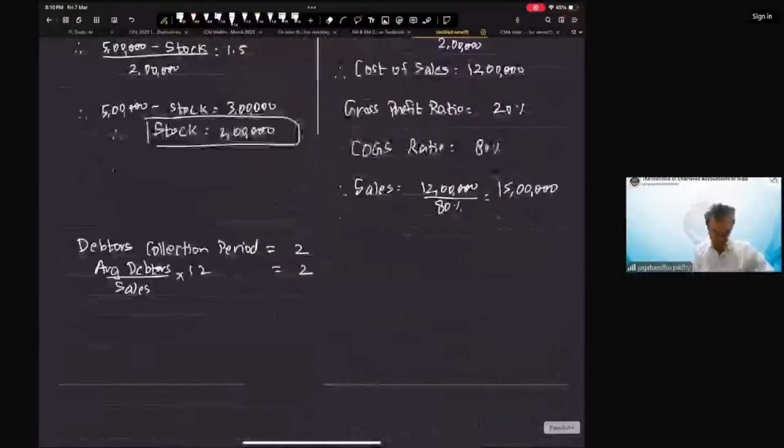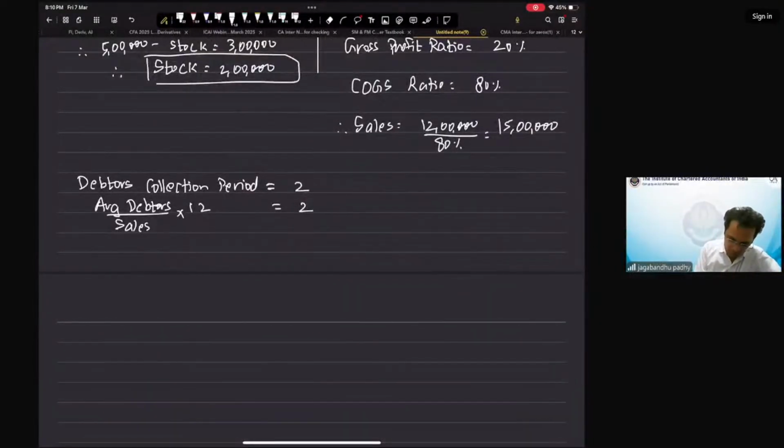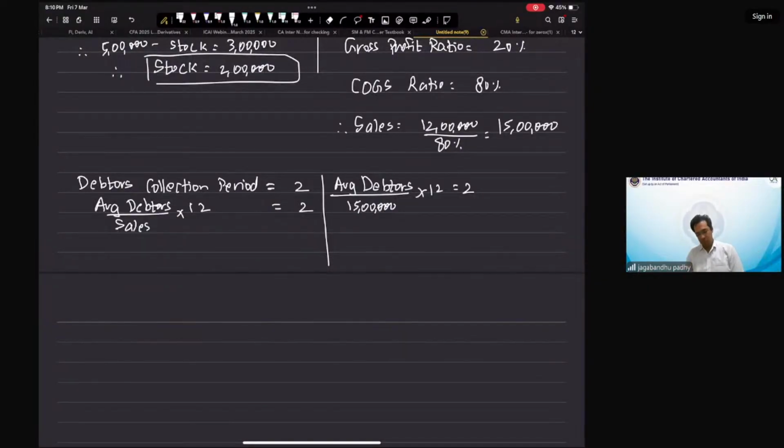Average debt collection period is 2 months. And we know the sales figure. Sales is 15 lakh. So average debtors upon sales of 15 lakh into 12 is equal to 2. Average debtors will be 15 lakh into 2 by 12.